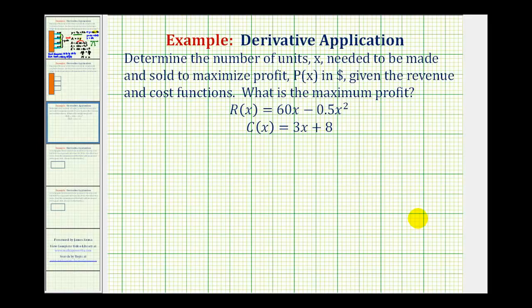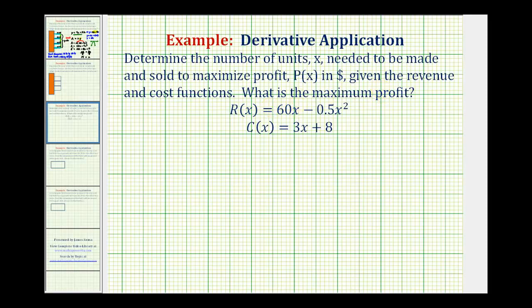We want to solve the following problem using calculus techniques. We want to determine the number of units, x, needed to be made and sold to maximize the profit, which is P of x in dollars, given the revenue and cost functions. We also want to know what is the maximum profit.